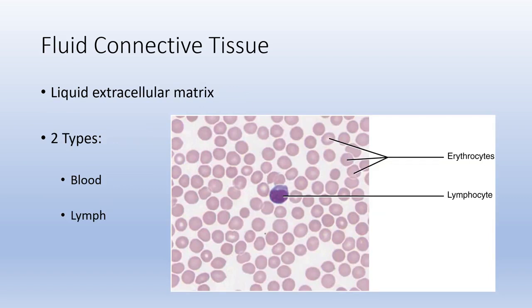Still with connective tissue, now we have fluid connective tissue. There's two types, blood and lymph. The extracellular matrix is liquid, that's why it's fluid. All of these different types, like the blood and lymph, we'll study when we cover the cardiovascular system and when we cover the lymphatic system. But this is just a picture showing blood where you've got your red blood cells. Those are the erythrocytes. This large purple cell right here is called a lymphocyte. It's a type of white blood cell. And then what you're not seeing, this white here, is the fluid or the plasma.